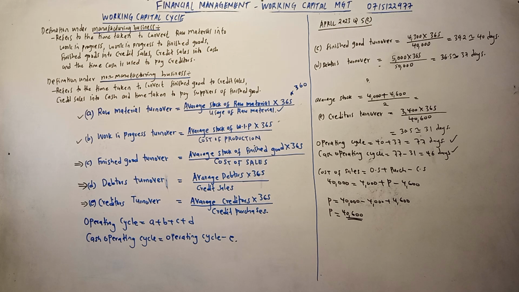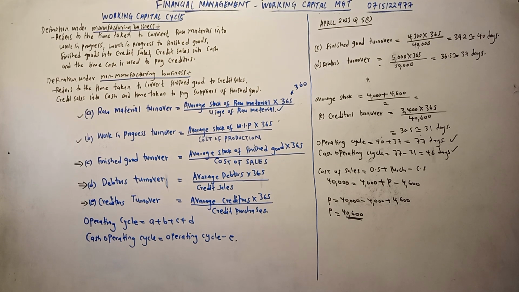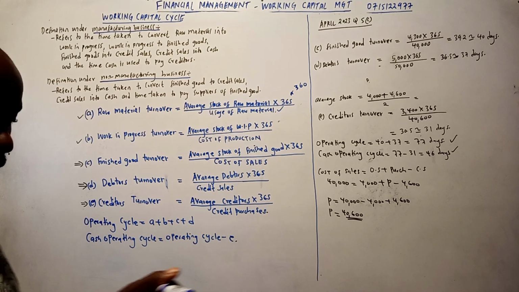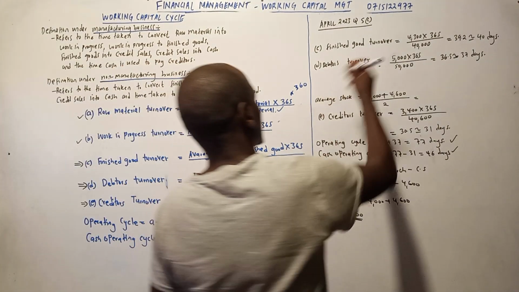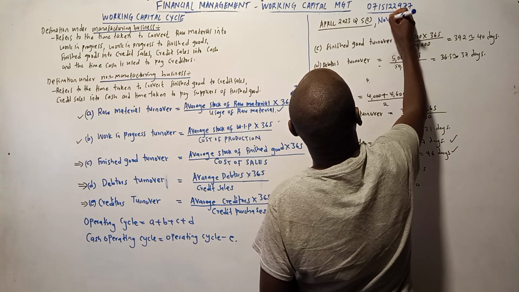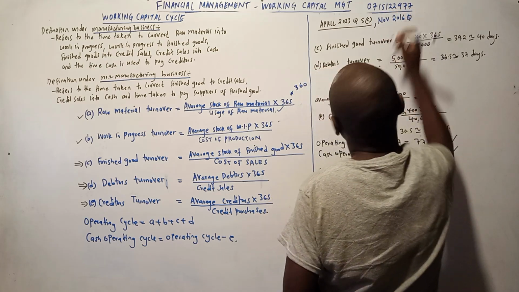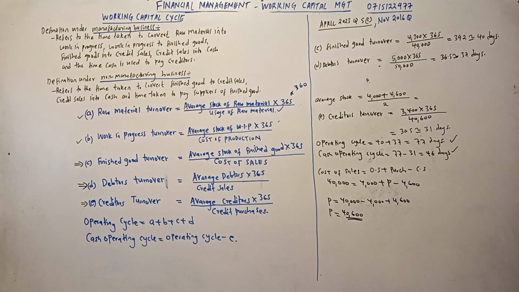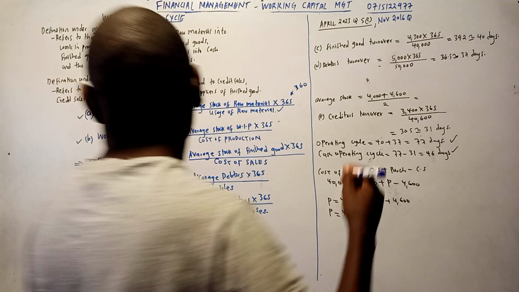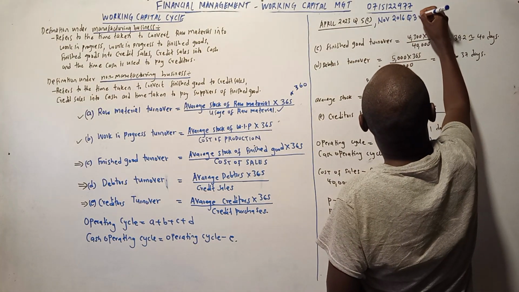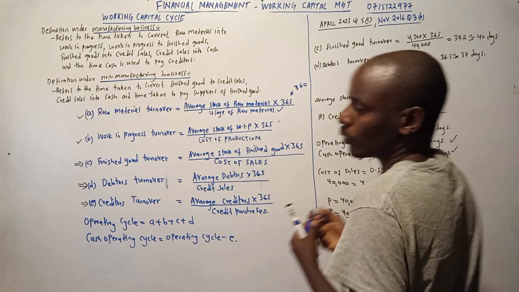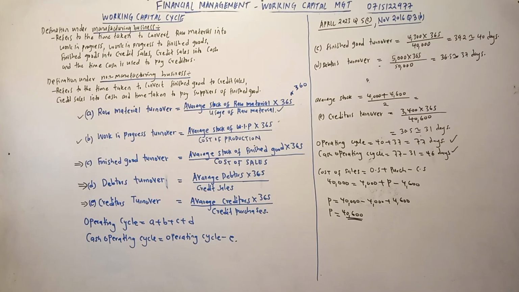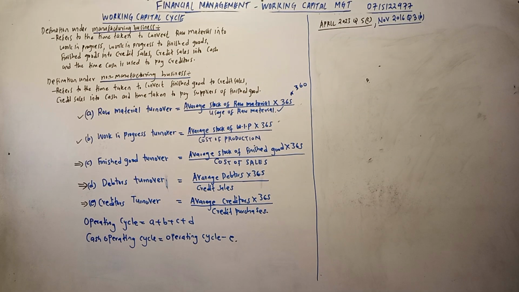The next question is the question for November 2016. It has appeared twice since 2015. So November 2016, question number 3B. Let us read the question for November 2016, question number 3B.